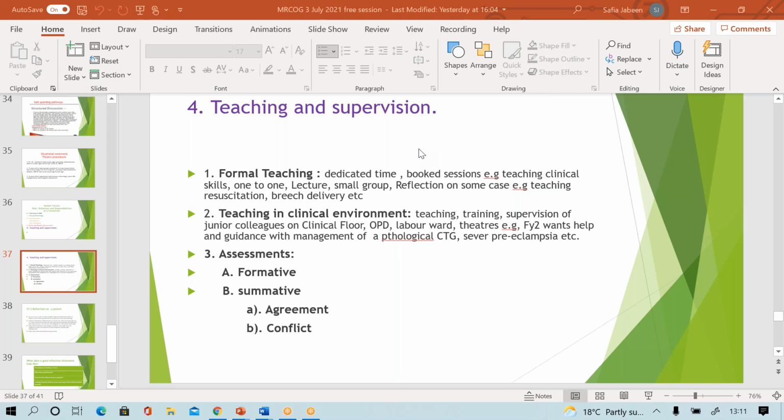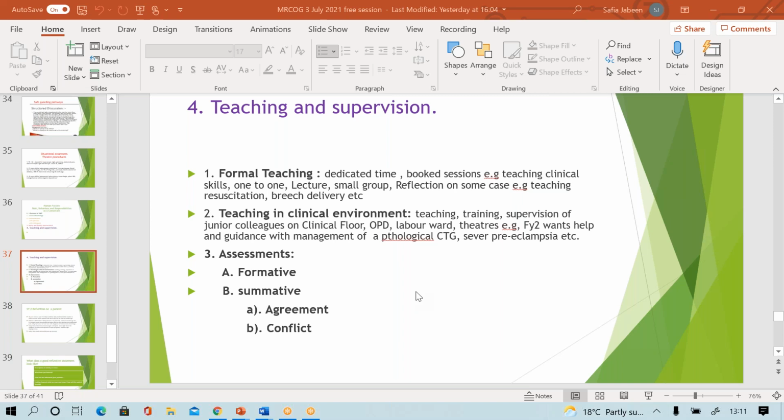And then we also say what change in my practice I'm going to make. Okay, so that's about formal teaching. Then there is a very important part, and the method of teaching is teaching in a clinical environment. So that is the teaching and the training. That is more like a supervision as well. That is teaching on the floor.